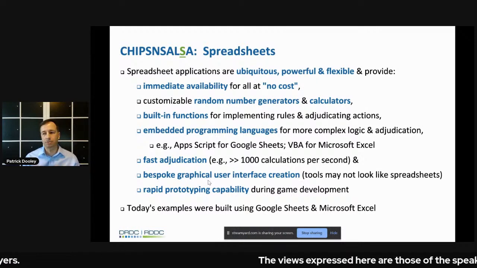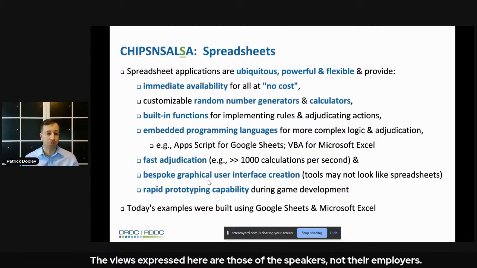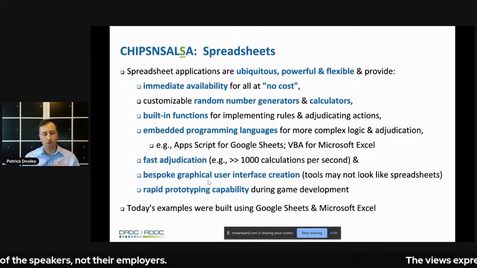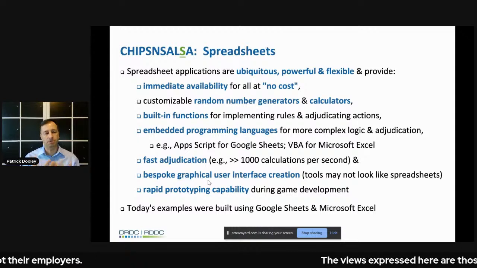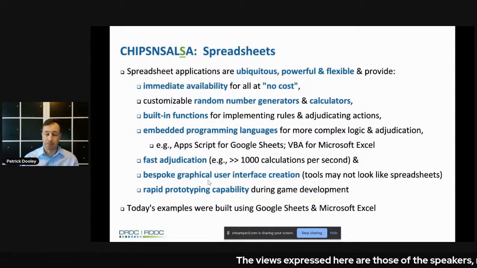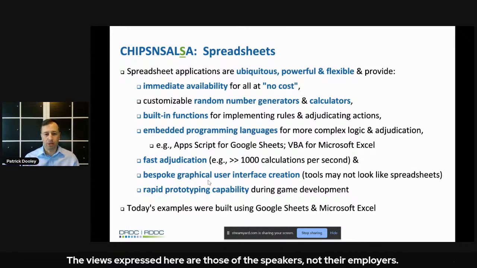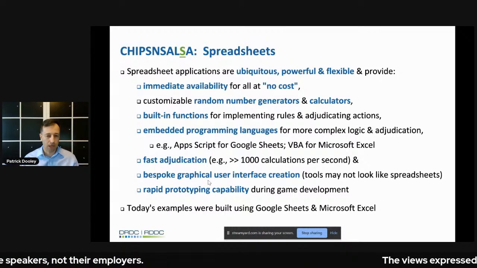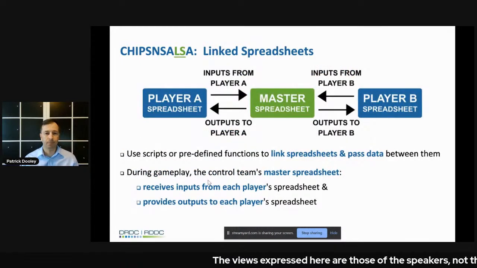And if you don't like the look of a spreadsheet tool in your game, you can adjust the graphical user interface so it doesn't even look like a spreadsheet. And importantly, spreadsheets also offer someone a rapid prototyping capability. So you can think of something to try, implement it very quickly in a spreadsheet, and test it. If it works, great, you keep it, maybe improve it. If it doesn't, you throw it out and rapidly build something else in another spreadsheet to see if that works better. So the examples I'll show you today are built in both Google Sheets and Microsoft Excel.